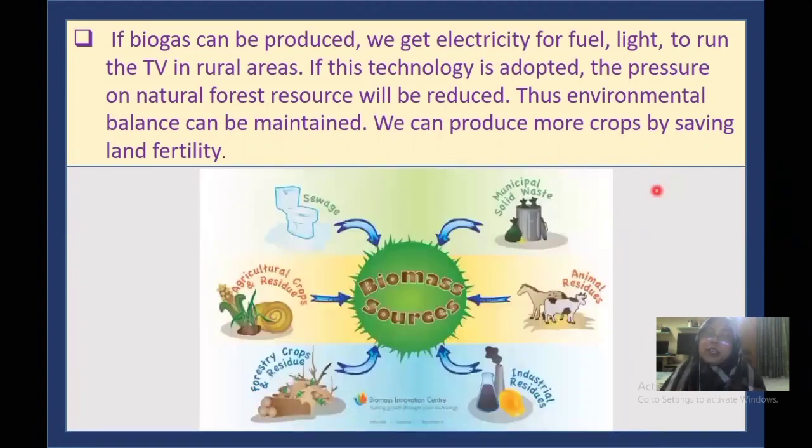So look at this picture here. These are biomass sources, where we use sewage waste materials for this sector, and also municipal solid waste, agriculture crops and animal residues. We use them as biomass resources, and we are getting a lot of benefit from these.